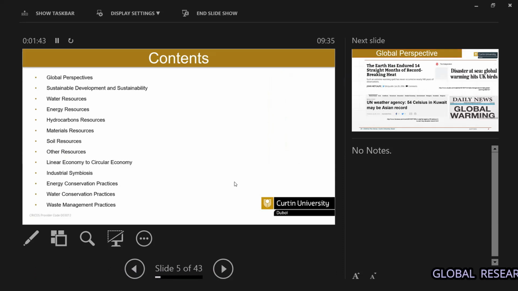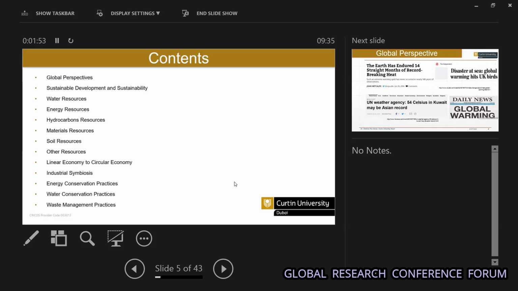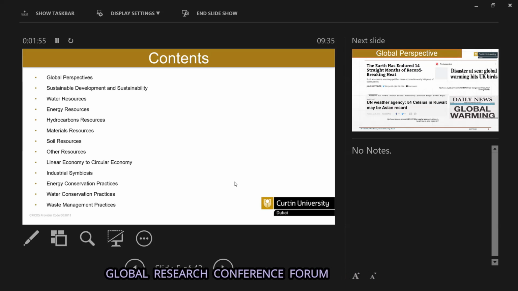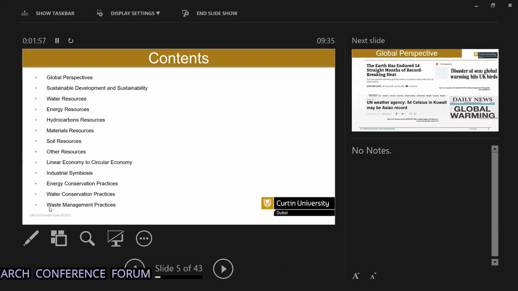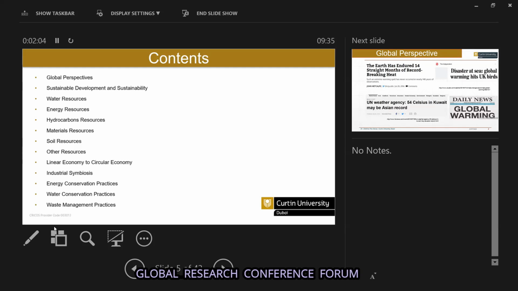There are some environmental resources, water resources, hydrocarbon resources. Then we talk about the linear economy, the circular economy. It is like middle scale.